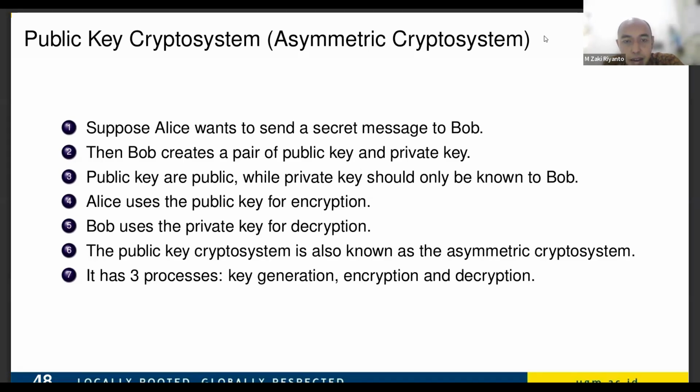Okay. And there are three processes. The first one is key generation, the second one is encryption, and the third one is decryption. The key generation is done by Bob, encryption is for Alice, and decryption is for Bob.